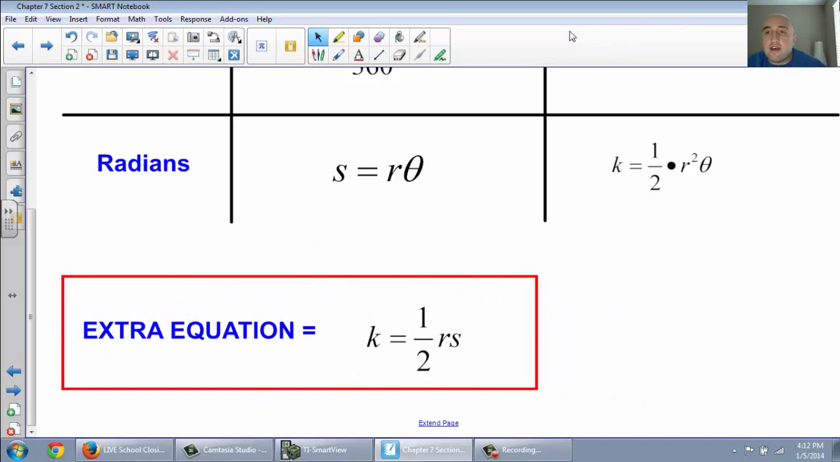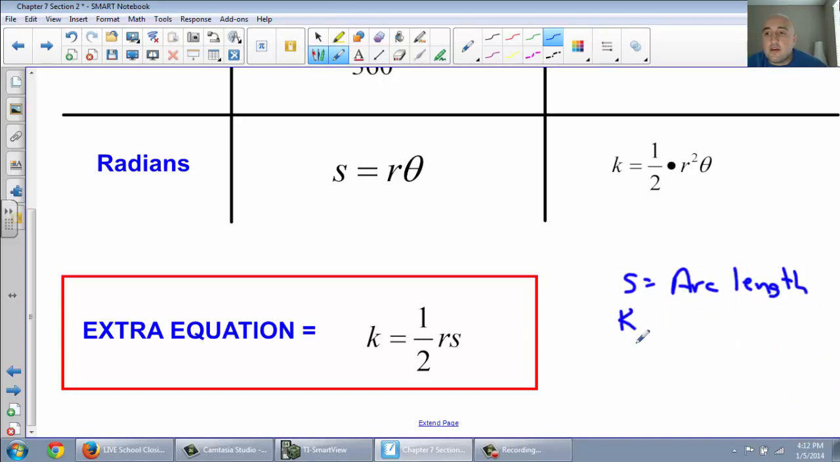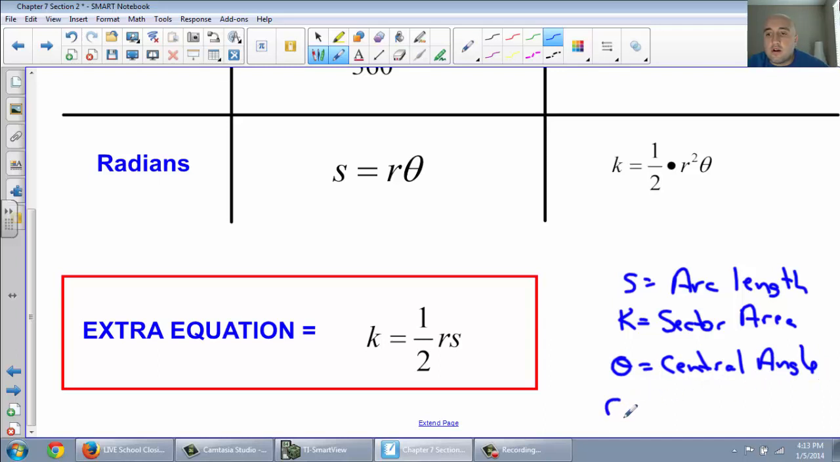S stands for arc length. K stands for sector area. Theta is your central angle. And little r stands for radius. Those are the only four letters that you need to know what they stand for, and then you should be able to solve for any of the other letters depending on what you have.